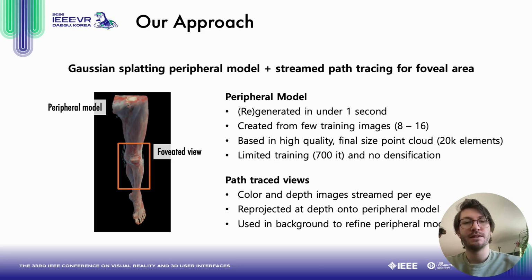The path tracing views then are streamed in, as color and depth images. We reproject them at depth onto the peripheral model, and at the same time we can reuse these images to refine the peripheral model so it improves over time with every view.